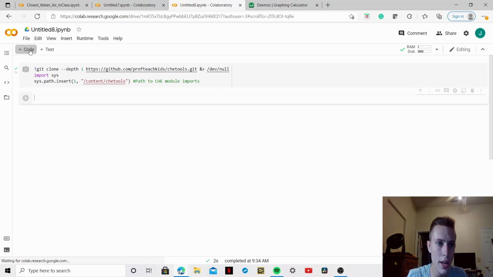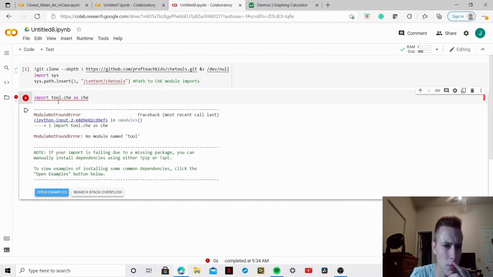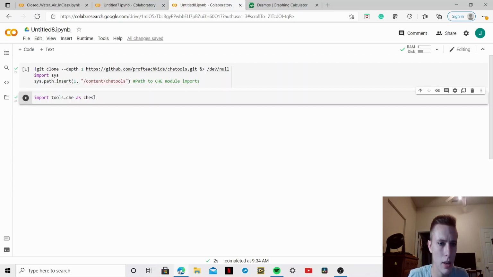So we can actually go ahead and import tools.che as CHE, and we'll give it a different name. Had a little typo there. Let's run it again. Looks to be running. And we'll take out the S here. We don't want to have that there.